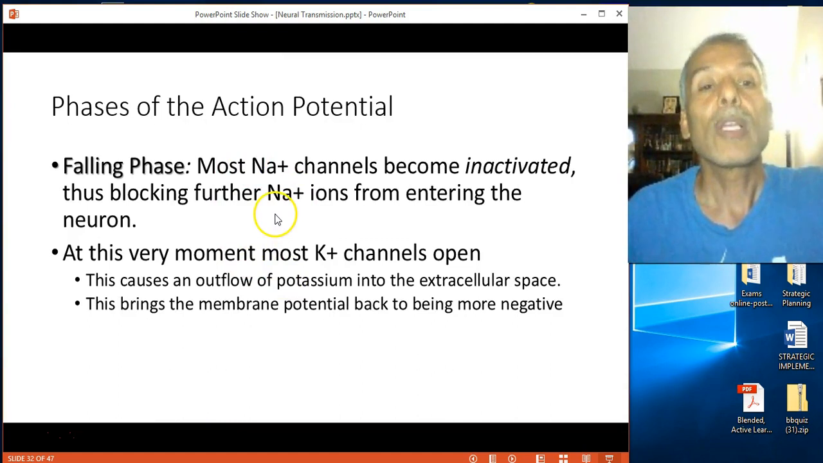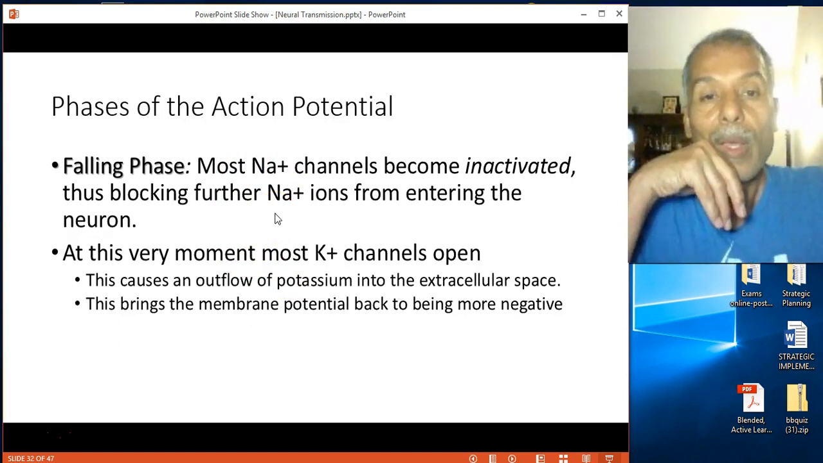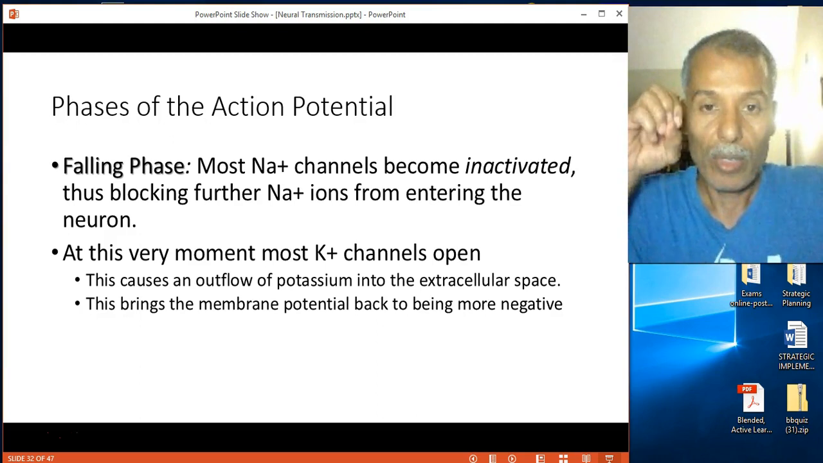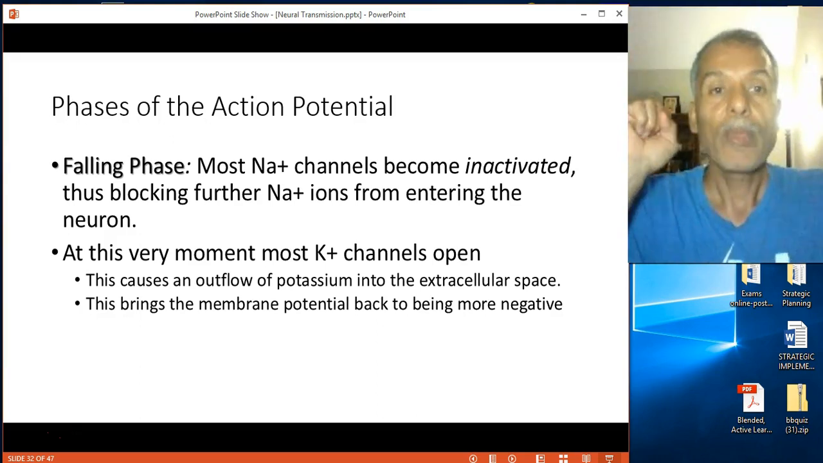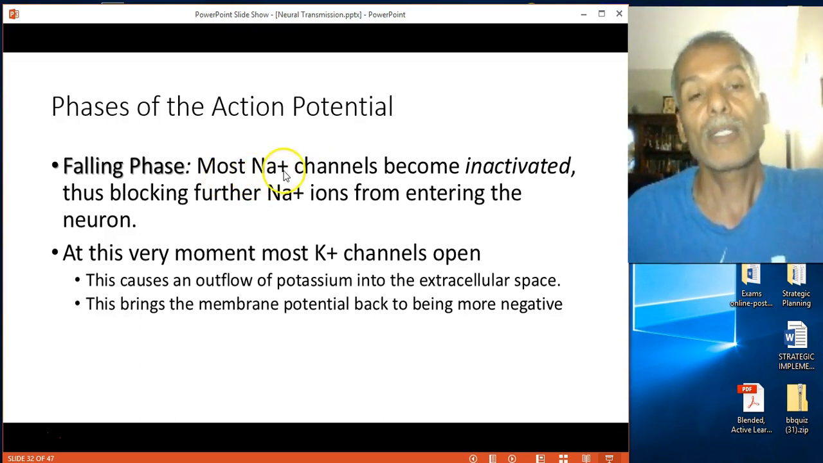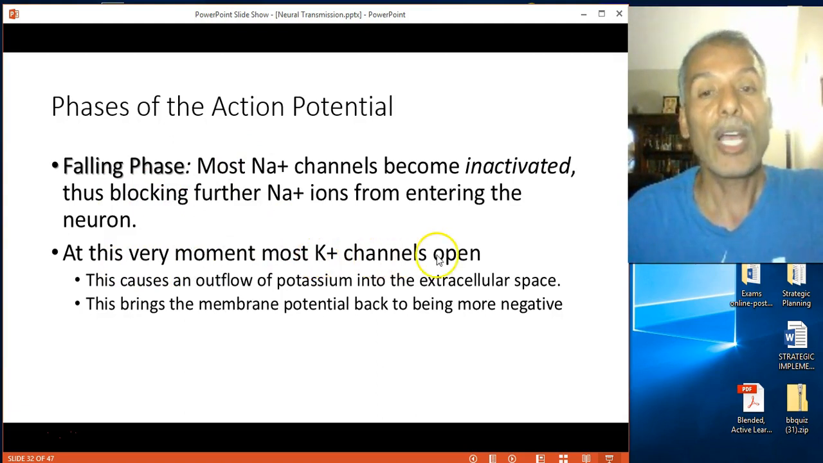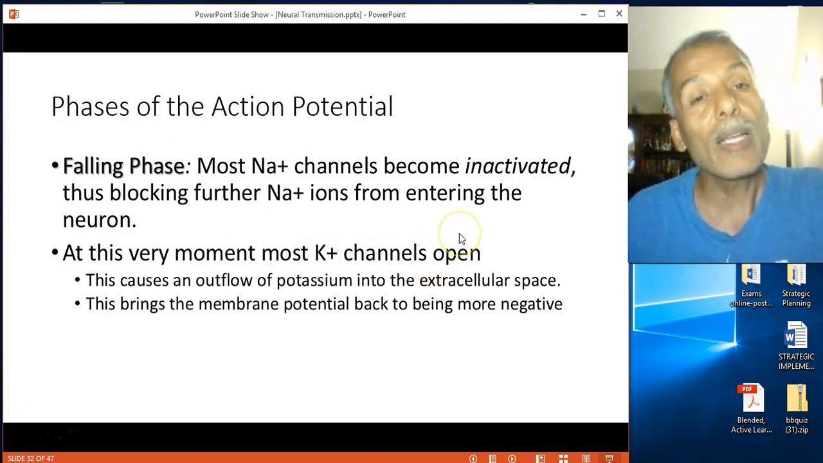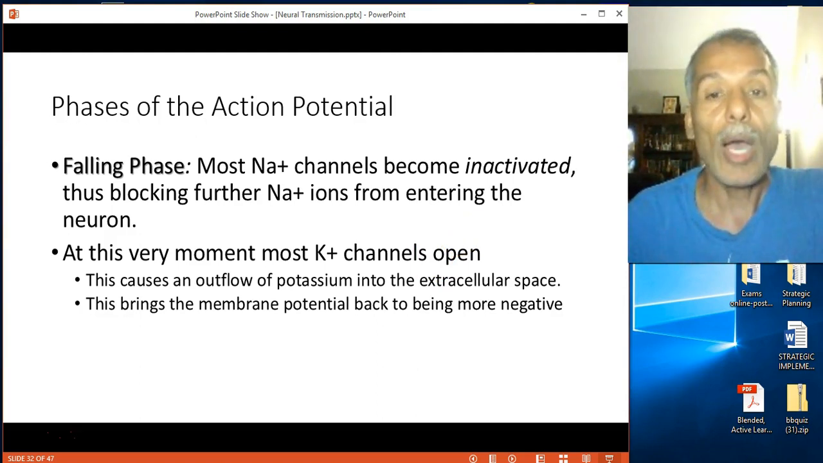And then you have the falling phase. Now you have fired, basically, and immediately after, most of the sodium channels become inactivated. By being inactivated, no more sodium comes in. So at this very moment, most potassium channels now open. So what do you think the potassium is going to do? Is it going to come in? Is it going to go out?